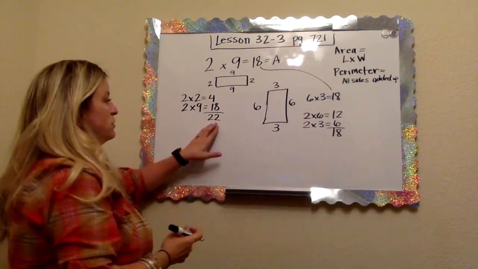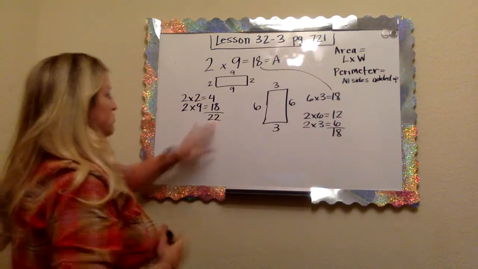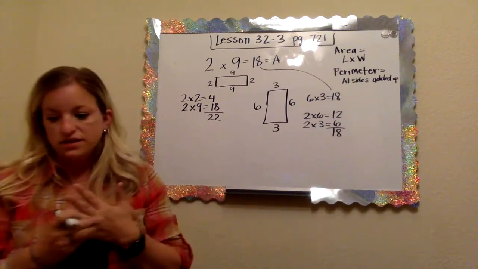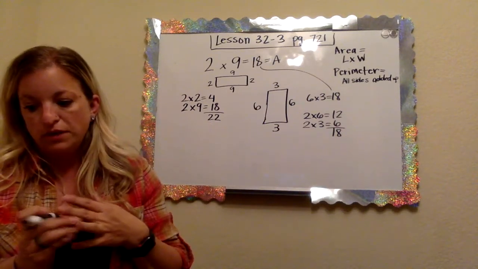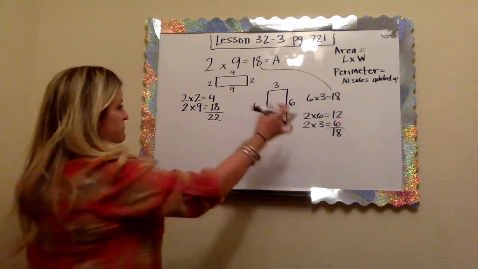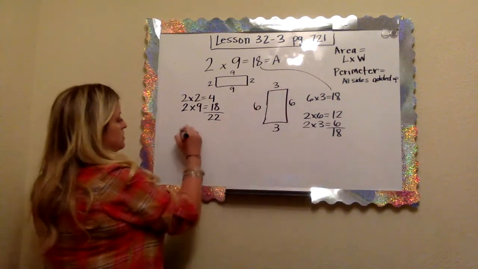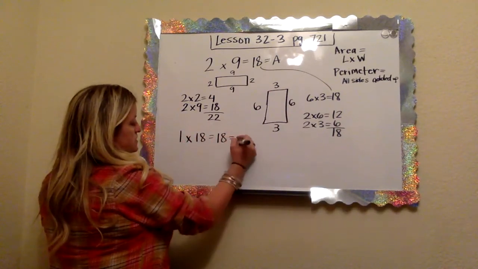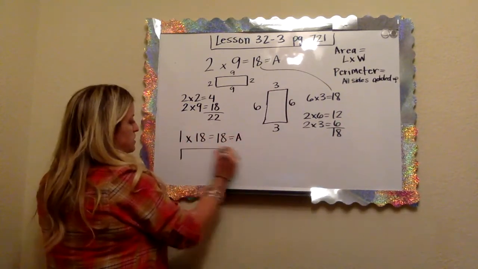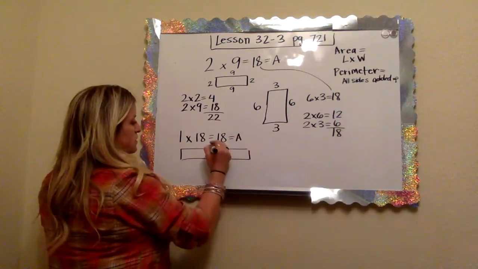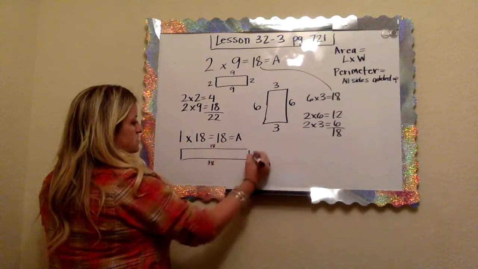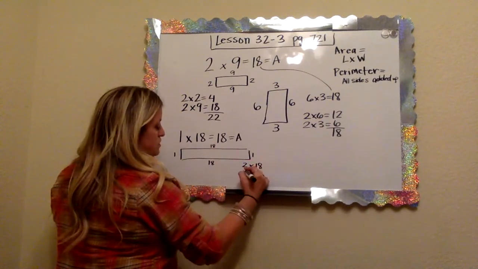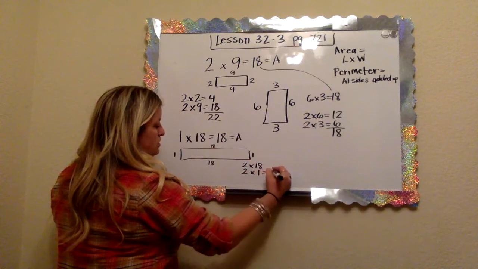Now this perimeter is bigger. I need more fencing. So that is the same area, but a different perimeter. You could come up with another factor of 18, which would be 1 times 18. So the area is 18, but the perimeter is going to look a lot different. 18, 18, and 1. So 2 groups of 18, 2 groups of 1.